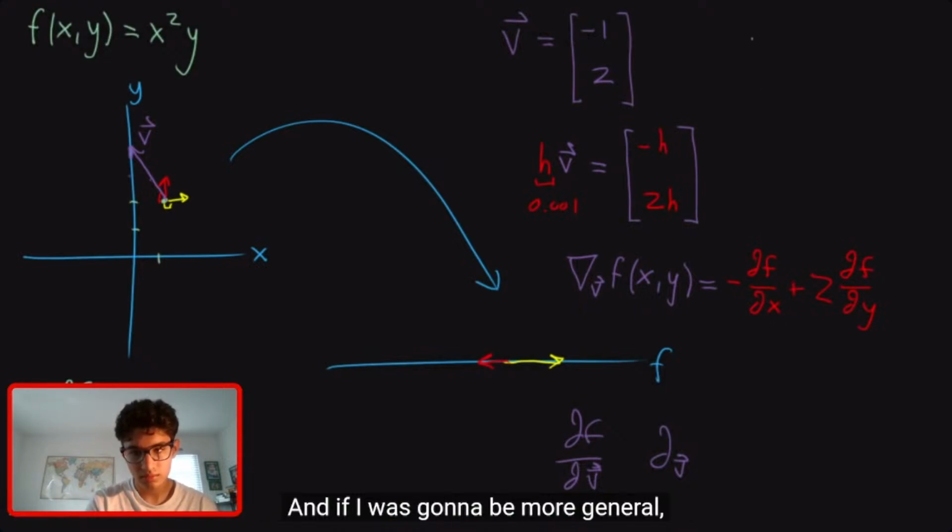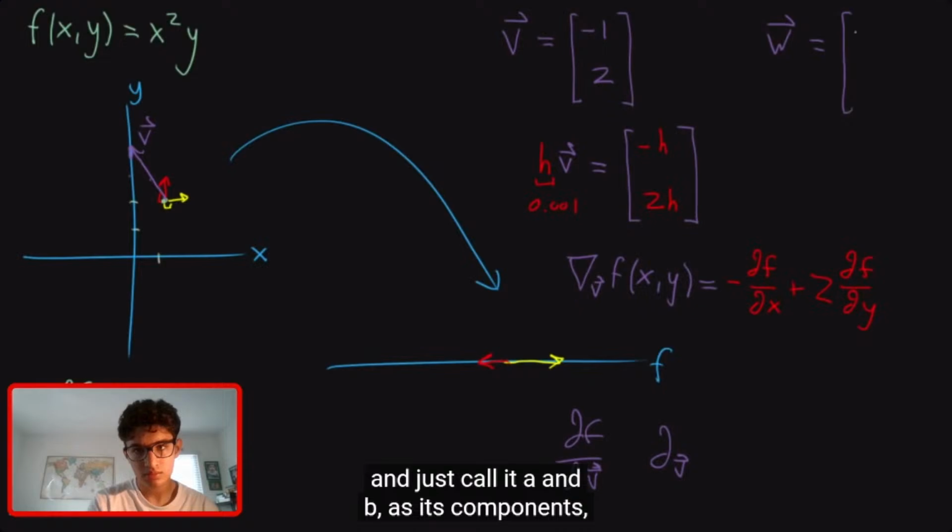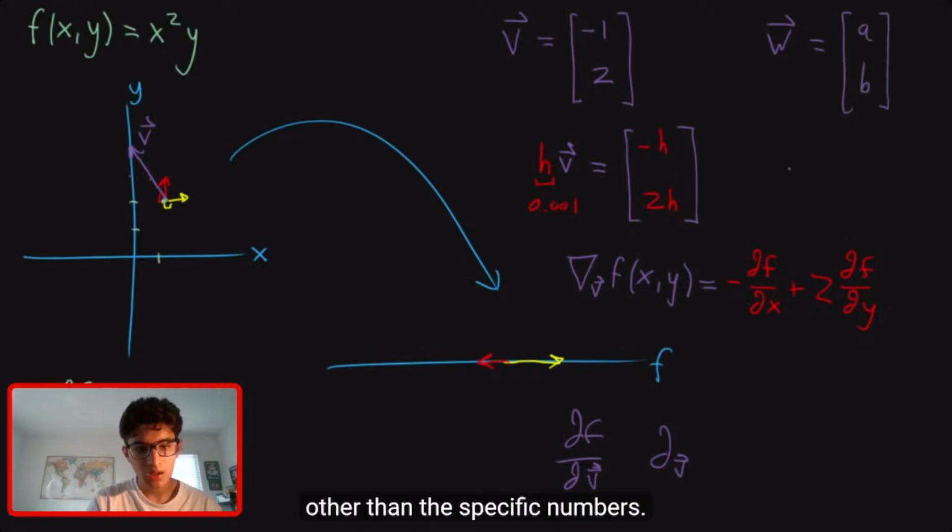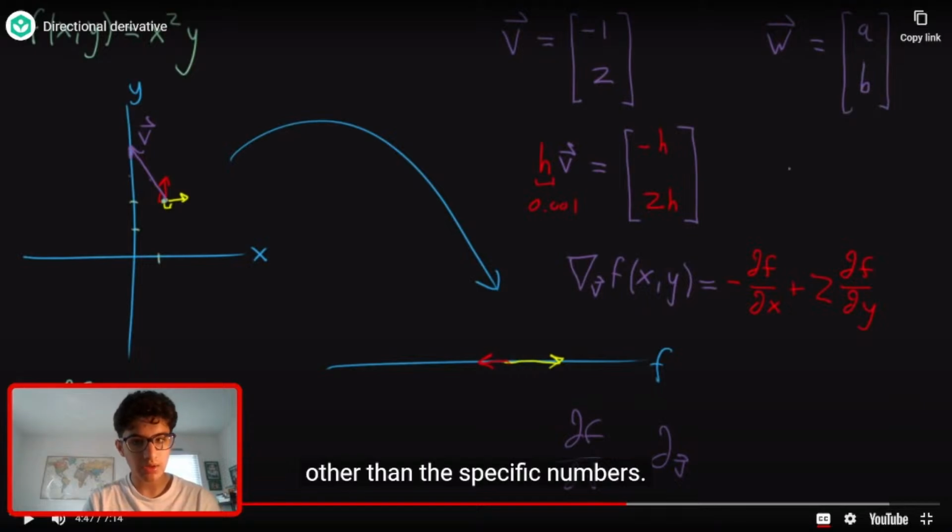And if I was going to be more general, let's say we've got a vector w. I'm going to keep it abstract and just call a and b its components, rather than specific numbers. Oh, wait. So how are you getting that again?